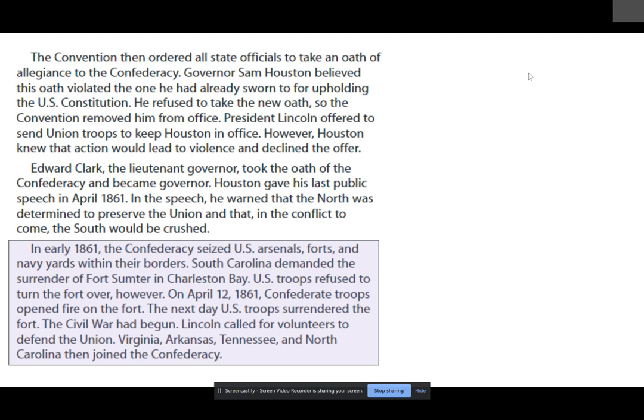In early 1861, the Confederacy seized U.S. arsenals, forts, and navy yards within their borders. South Carolina demanded the surrender of Fort Sumter in Charleston Bay. U.S. troops refused to turn the fort over, however. On April 12, 1861, Confederate troops opened fire on the fort. The next day, U.S. troops surrendered the fort. The Civil War had begun. Lincoln called for volunteers to defend the Union. Virginia, Arkansas, Tennessee, and North Carolina then joined the Confederacy.